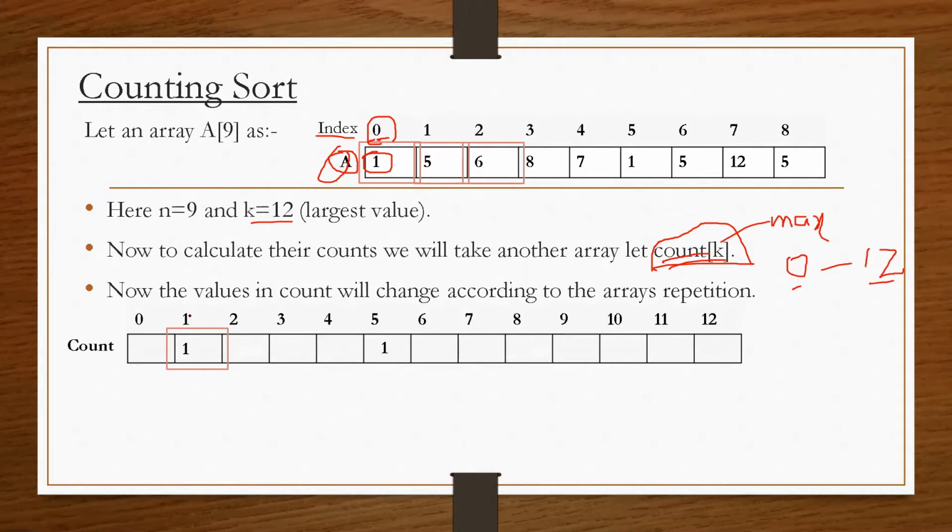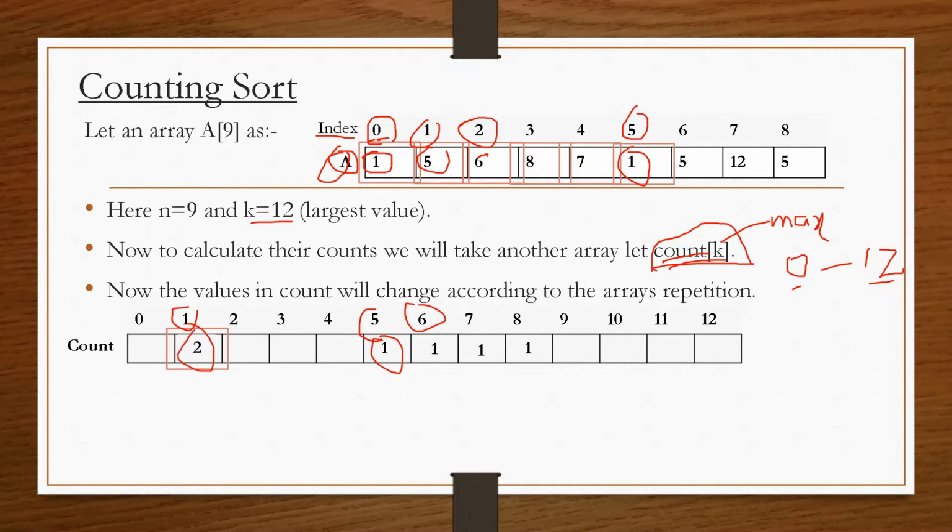Okay, proceeding further, at index 1 we have element 5. For count 5 we will have plus 1 in our array. At index 2 we have element 6. For count 6 we will add 1. Same like that we have others. So at index 5 we have element 1. For element 1 we have count 2 now.